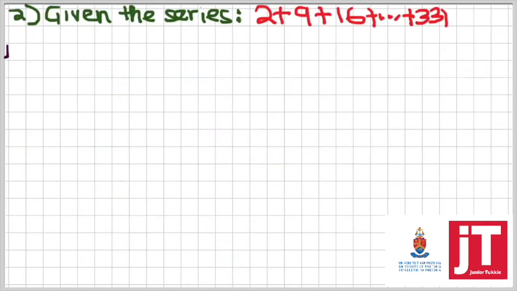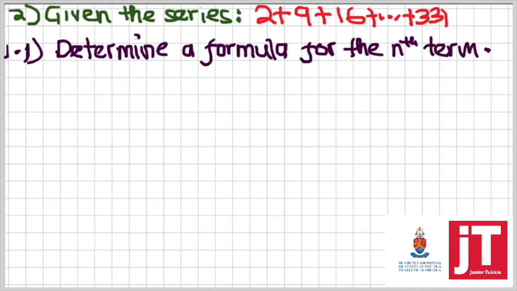We move on. The second question is saying, given the series 2 plus 9 plus 16 plus up to 331, the first question is saying determine a formula for the nth term. So we're looking for Tn. We're looking for Tn. They didn't say find the sum. It's just the nth term formula.